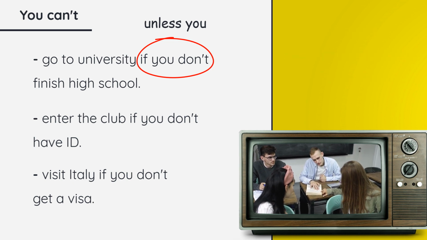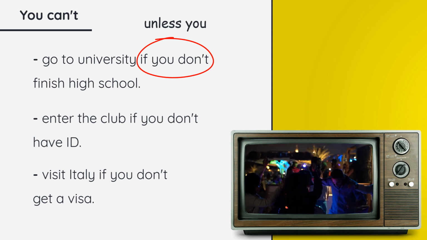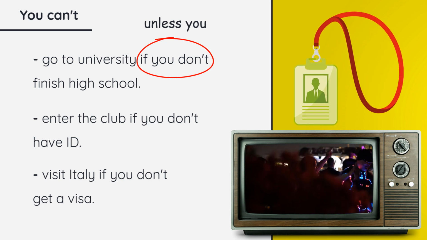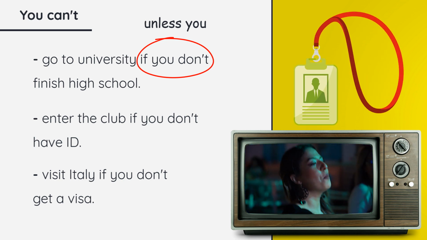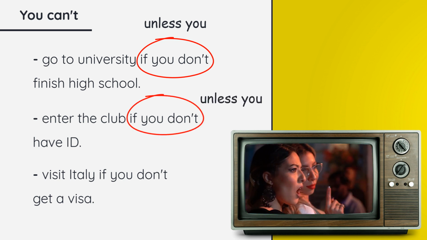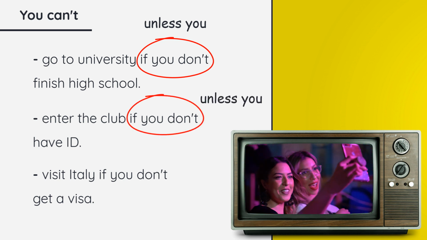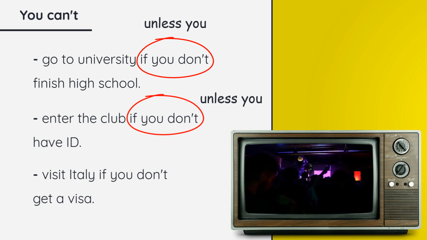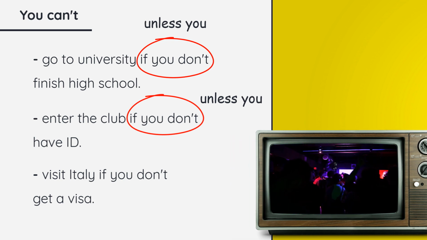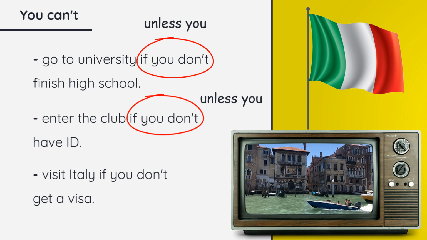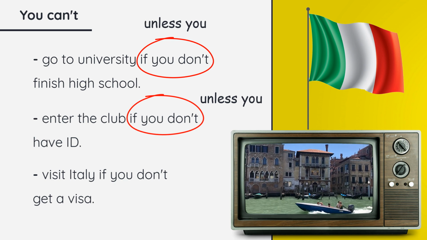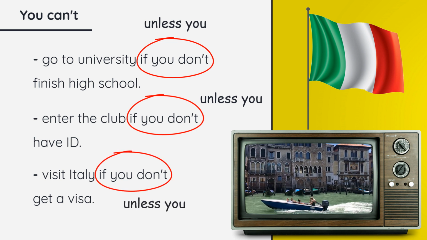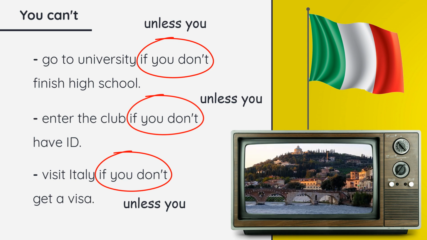Let's look at another example. You can't enter the club if you don't have ID. ID is short for identification. You can't enter the club unless you have ID. Next one. You can't visit Italy if you don't get a visa. So what do we do? We can say you can't visit Italy unless you get a visa.